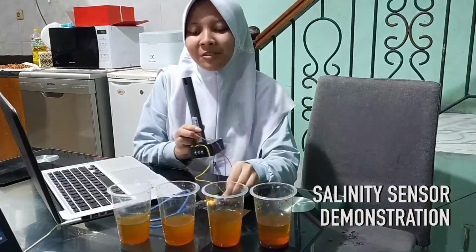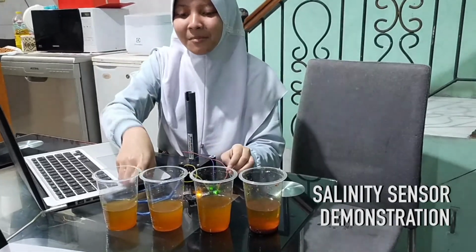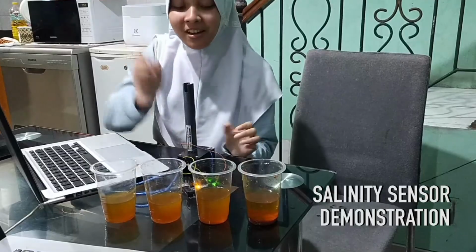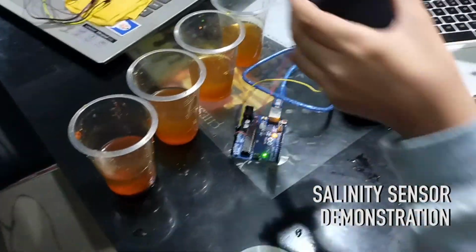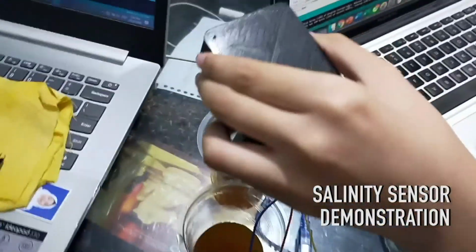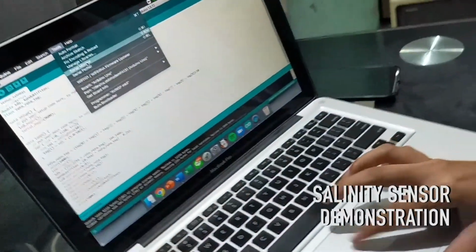I'm gonna demonstrate the salinity sensor. This is the 1 gram, 2 gram, 3 gram, 4 gram, and this is the salinity sensor. This is the Arduino, and then this is the code. So we want to dip the sensor to the 1 gram, and we open the serial monitor.